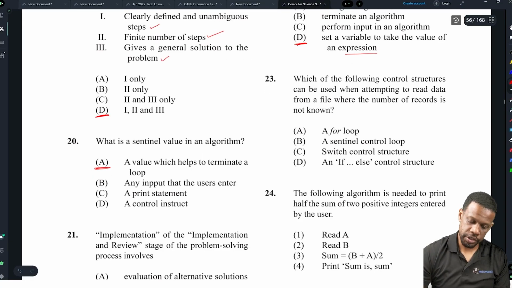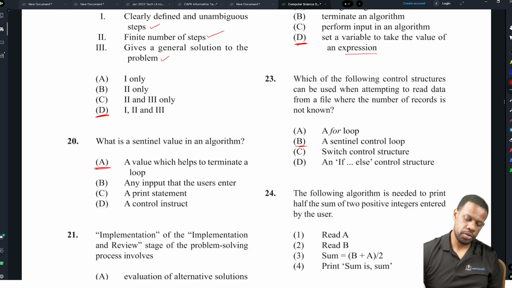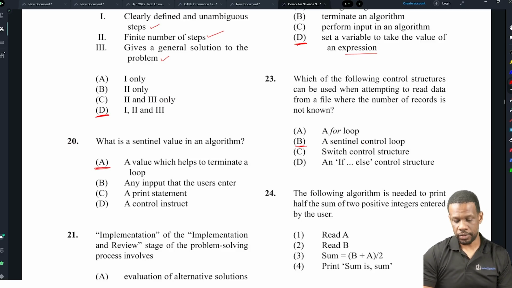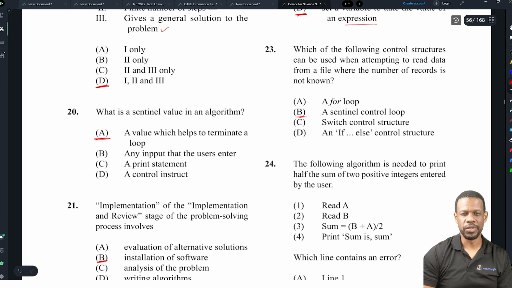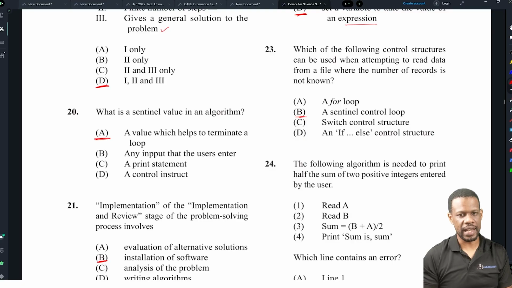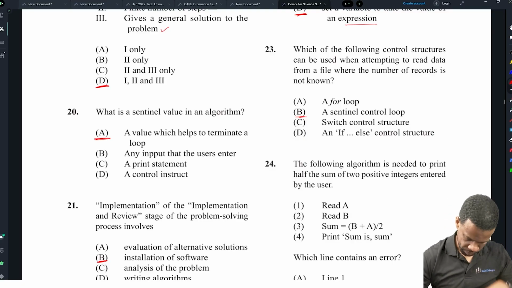Which of the following control structures can be used when attempting to read data from a file where the number of records is not known? A sentinel control loop. If it's not known yet, that means you have to control the loop based on a value or something like that. So they tell you the number of records is not known. You'll say while not end of file or something like that. Or while value is not equal to -1 because -1 is the last number or something of that sort.